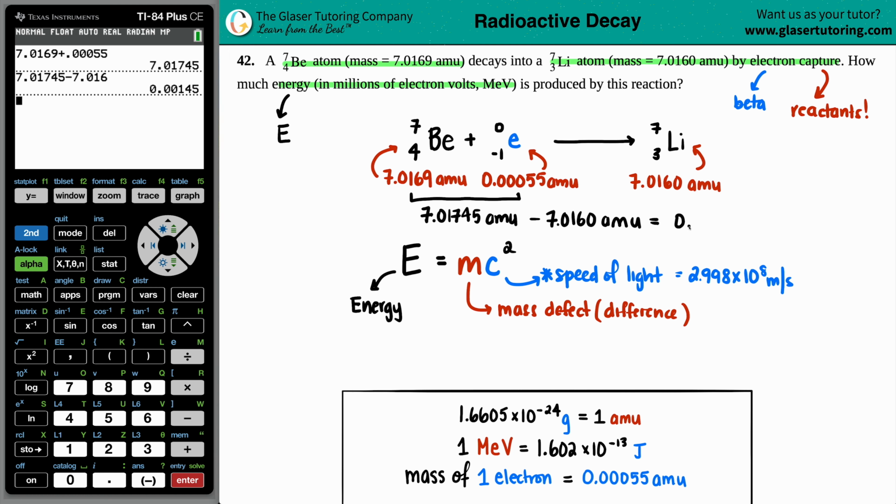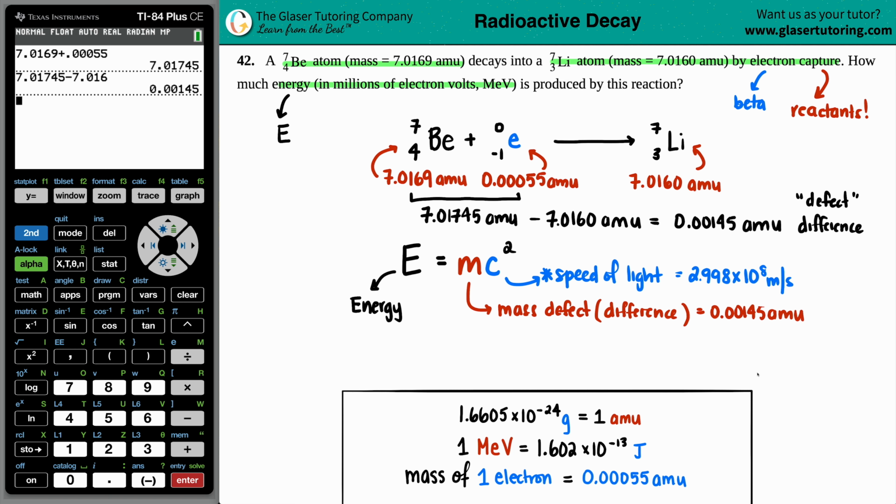Okay, 0.00145 AMU, and that was the difference, or that is the defect. This is now the mass that actually got converted into energy. And that's what we got to find out. So now we know that our m value is 0.00145 AMUs.